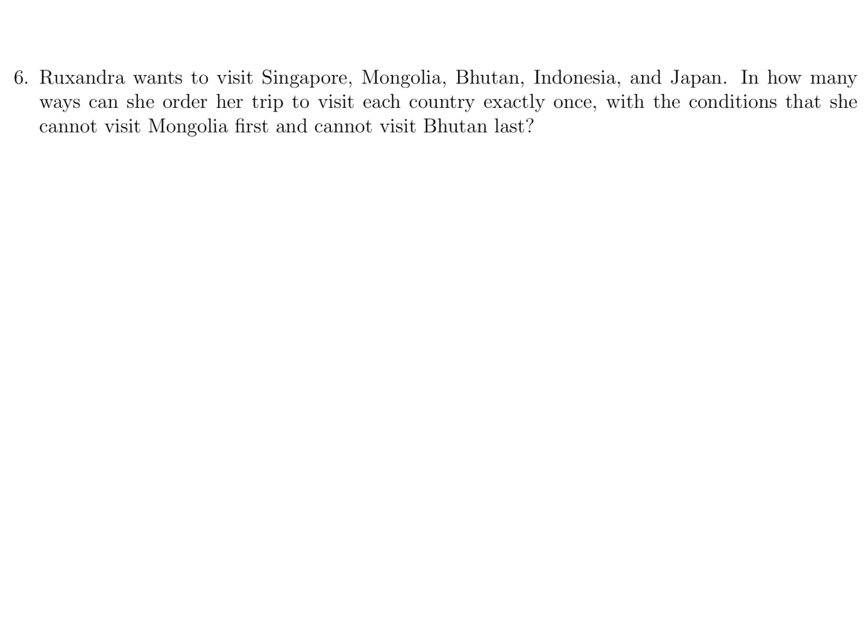Ruzandra wants to visit Singapore, Mongolia, Bhutan, Indonesia, and Japan. In how many ways can she order her trip to visit each country exactly once, with the conditions that she cannot visit Mongolia first and cannot visit Bhutan last?